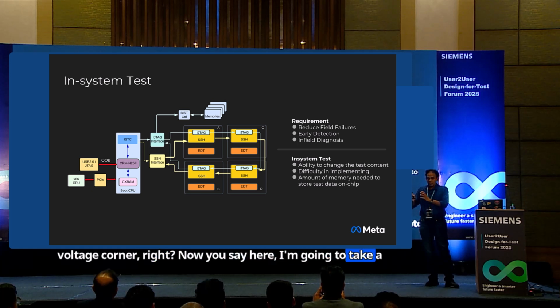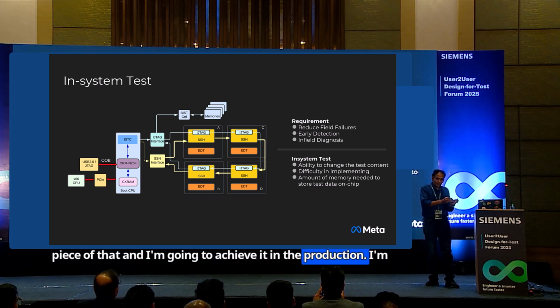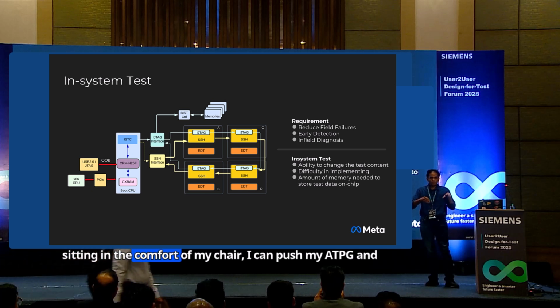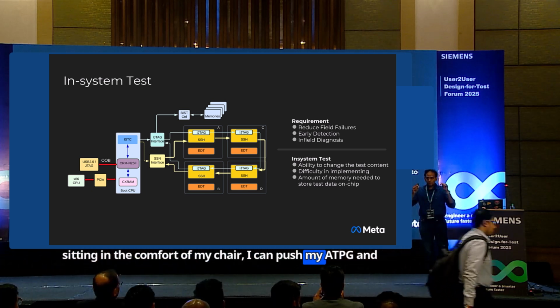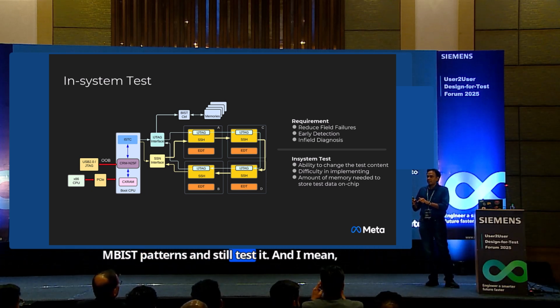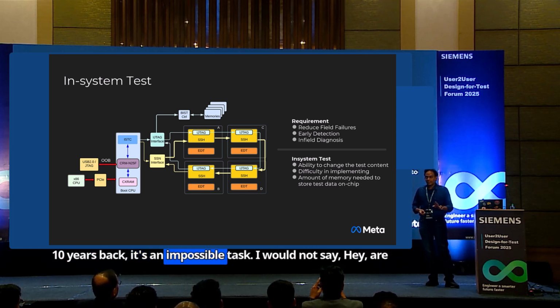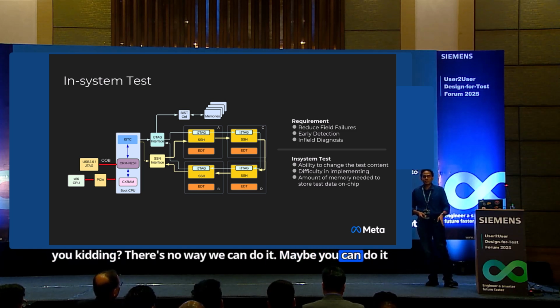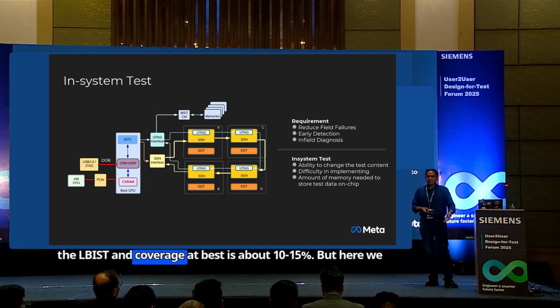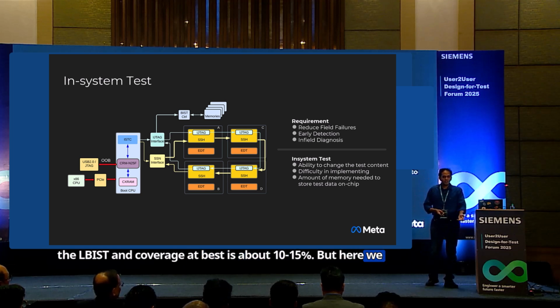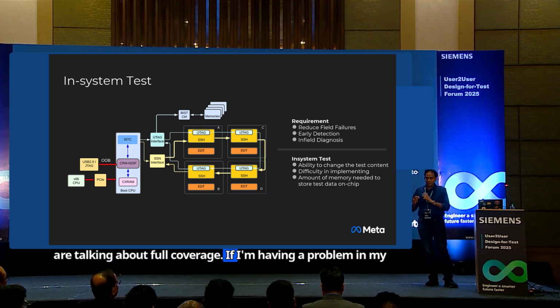Now you say, hey, I'm going to take a piece of that. I'm going to achieve it in the production. And sitting in the comfort of my chair, I can push my ATPG and MBIST patterns and still test it. And I mean, 10 years back, it's an impossible task. I would have said, hey, are you kidding? There's no way we can do it, right? Maybe you can do it with LBIST, and coverage at best is what, 10, 15%? But here we are talking about full coverage.